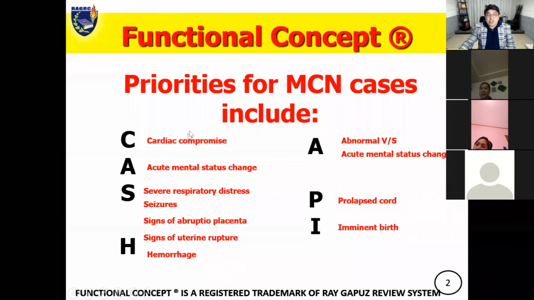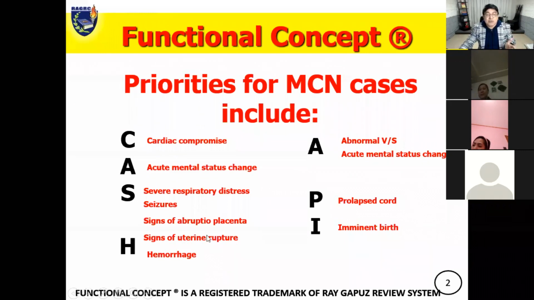Conditions that are considered level 1 priorities are any conditions that could lead to a compromise in the cardiovascular function, like a heart attack, acute mental status change, severe respiratory distress, seizures, and signs of abruptio placenta. Take note, class, in abruptio placenta you have brownish or dark red, painful vaginal bleeding. This differentiates it from placenta previa, which has bright red, painless vaginal bleeding. Placenta previa is a level 3 priority. So between the two, abruptio placenta is of higher priority in the hierarchy.